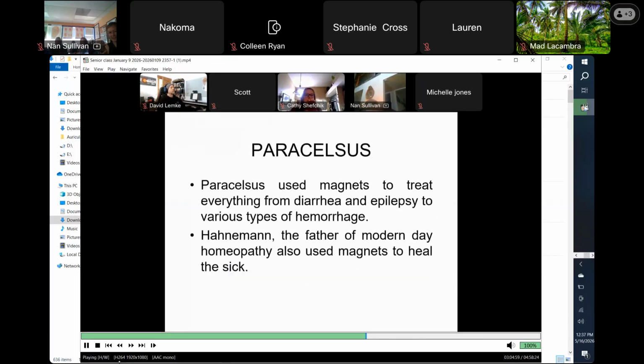Paracelsus used magnets to treat everything from diarrhea and epilepsy to various types of hemorrhage. Hahnemann, the father of modern day homeopathy, also used magnets to heal the sick.